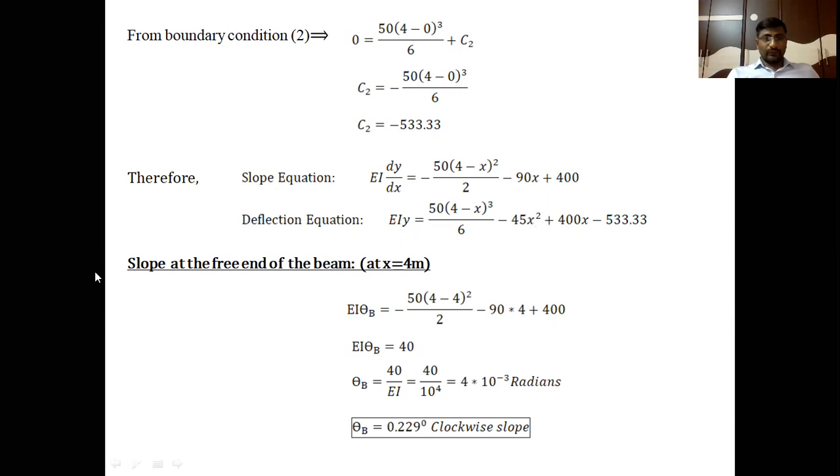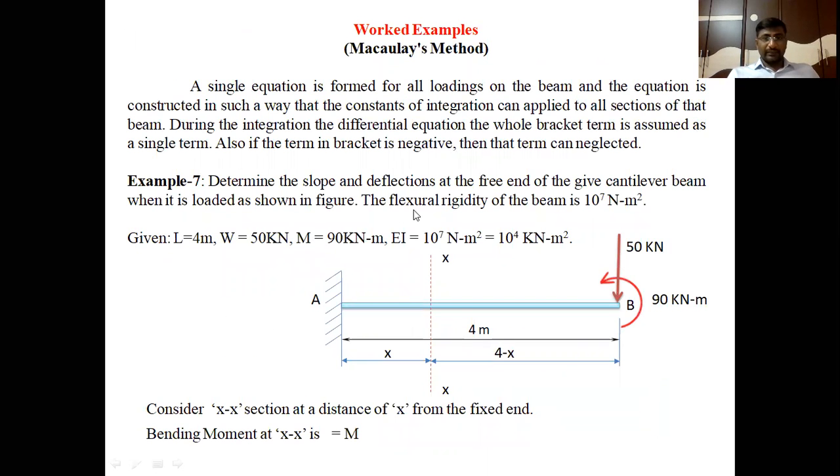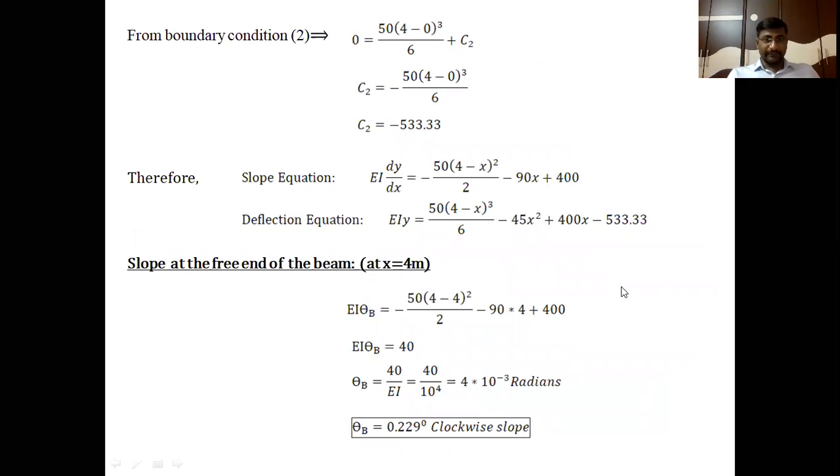Here the question in the problem is to determine the slope and deflection at the free end. Free end means what value of x should we take? If x value is 4 meters, then we can get the values at the free end. So upon substitution of x equal to L, that is 4 meters, we can get the slope and deflection. If you substitute x value as 4 in the slope equation, we get the slope at the free end, and if you substitute 4 meters in the final deflection equation, we get the deflection.